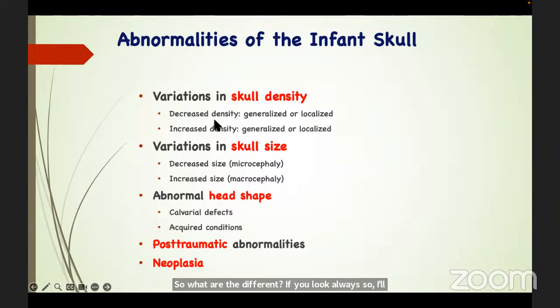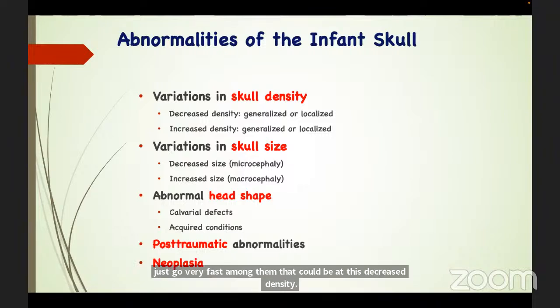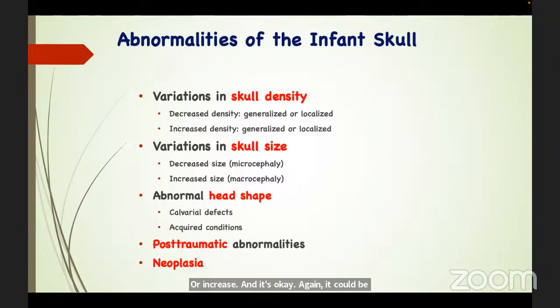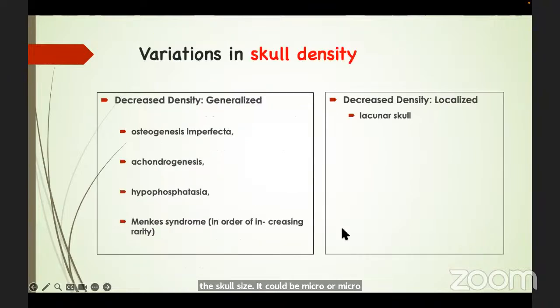So what are the different ones? I'll just go very fast among them. It could be either decreased density or increased density. Again, it could be generalized or localized. There could be variations in the skull size, micro or macrocephaly. There could be abnormal head shape, already discussed, calvarial defects, or acquired conditions, post-traumatic or neoplasia.